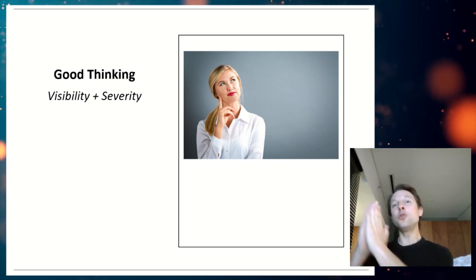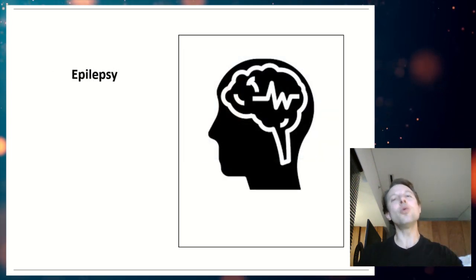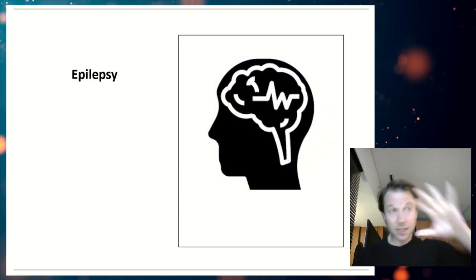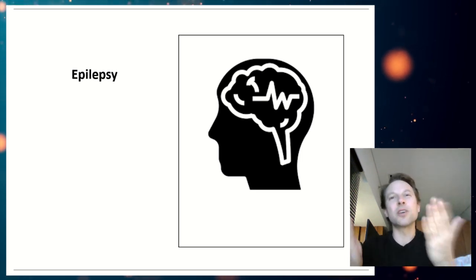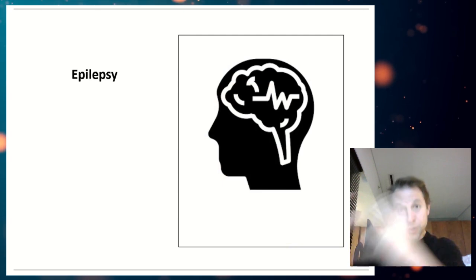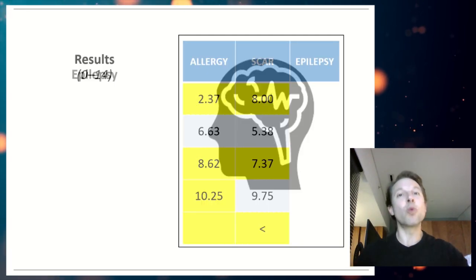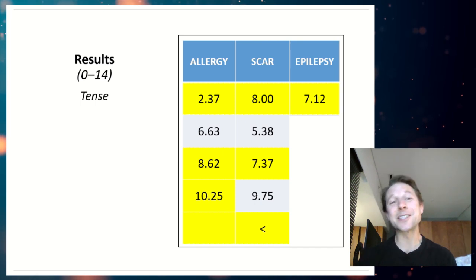So what they did is they got a new group of people, and instead of saying you have an allergy, they said, imagine you have epilepsy. Now, again, this is invisible just like an allergy, but it's far more severe. It's more similar to a scar in terms of severity and belief that other people might judge you because of it. So this new group had a conversation, same thing, rate your conversation. On tenseness, they rated as high as the scar group.